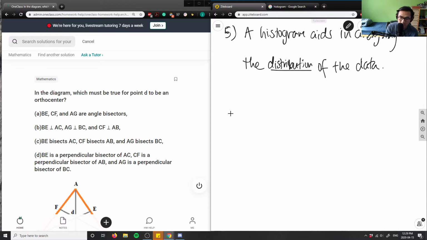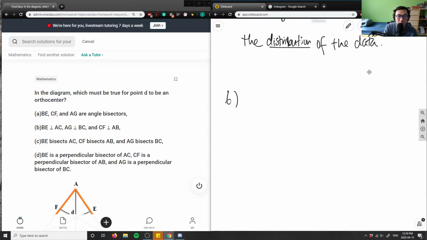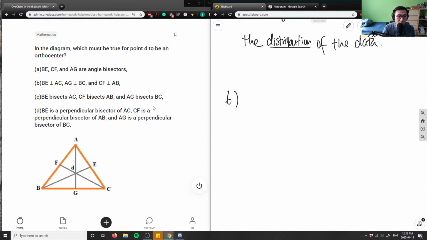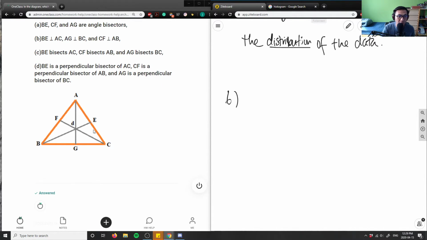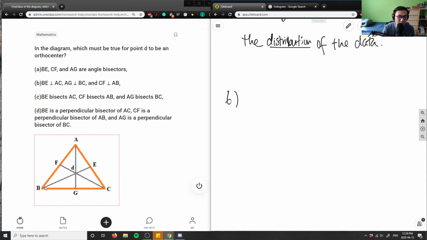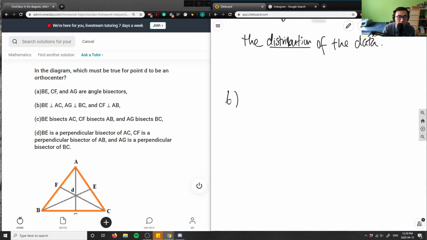Okay, this is number 6. So in the diagram, what must be true for point D to be an orthocenter? So again, what is an orthocenter? D here is the orthocenter, right? If I bisect the triangle, bisect this side, and from top to bottom, the point at which all 3 lines intersect is the orthocenter. So point D. It says here, which must be true for D to be orthocenter.